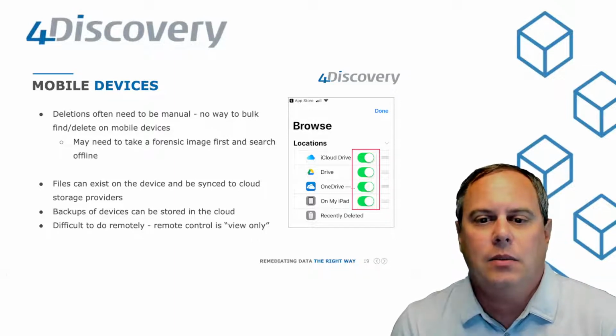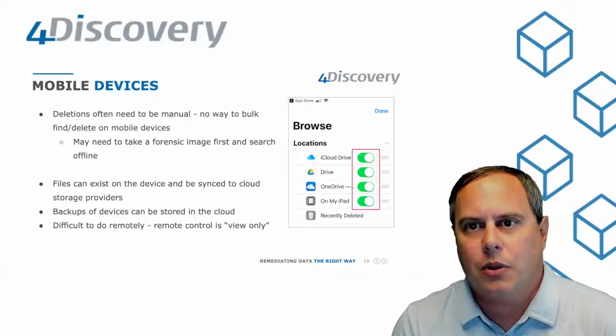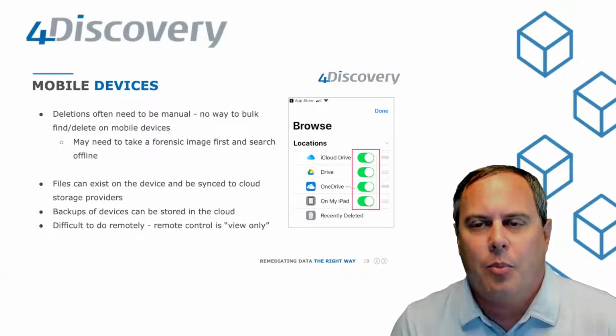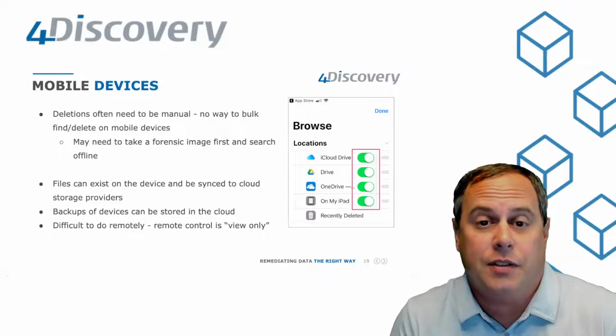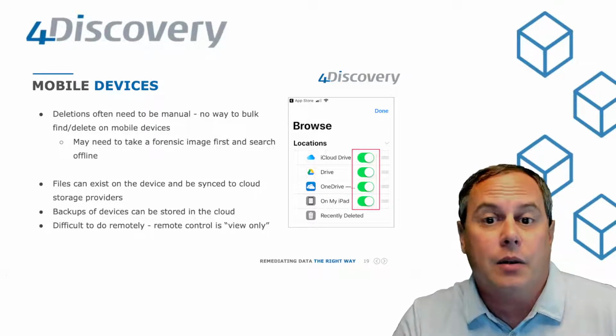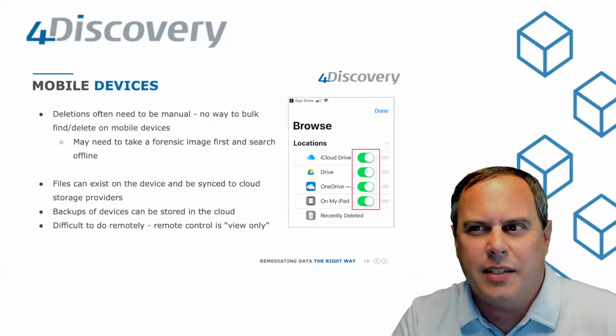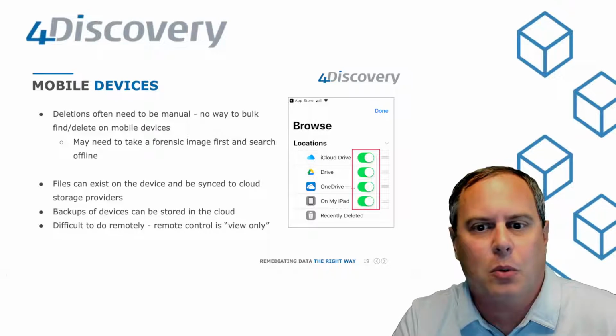We can remotely control phones. There are apps out there that'll let us remotely look into a phone. They're typically view only, but it does give us a method to kind of triage that phone. Maybe look in some of these common storage locations just to see if there's actually any data there at all, as opposed to making a full forensic image and searching it. Just looking to see if there's any information on there through a remote session that's view only is a good starting point.